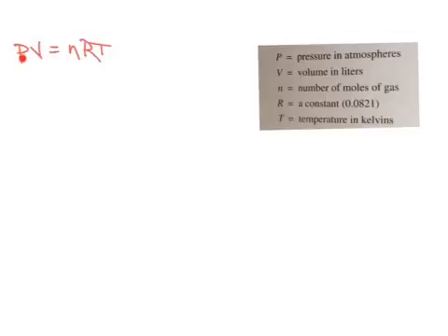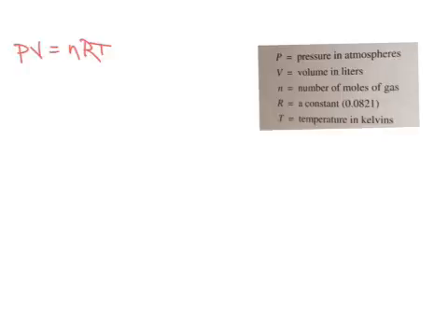P is the pressure in atmospheres. Remember, it's atmospheres. They will always give it to you in atmospheres. V is the volume in liters, liters only. So if they give it in something else, you're going to have to change it to liters, but I don't think they will in this one. n is the number of moles of gas. R is a constant. It will always be 0.0821, so you don't have to worry about coming up with a number there. Temperature is in kelvins. It's not in Fahrenheit, it's not in Celsius, but I don't think you'll have to worry about that either.